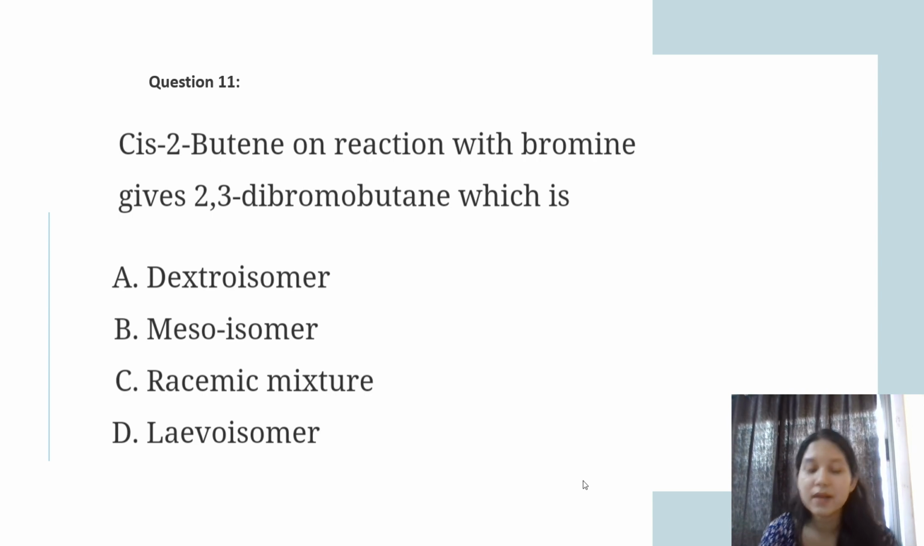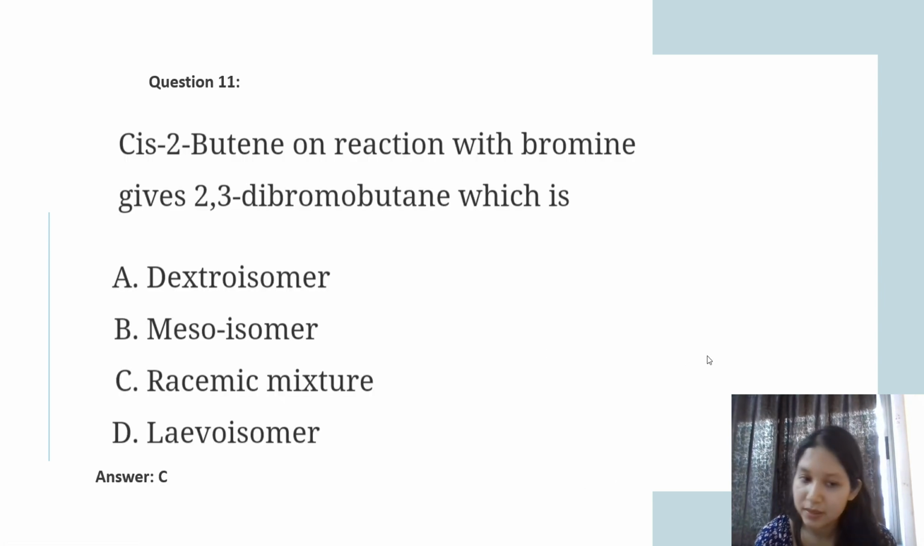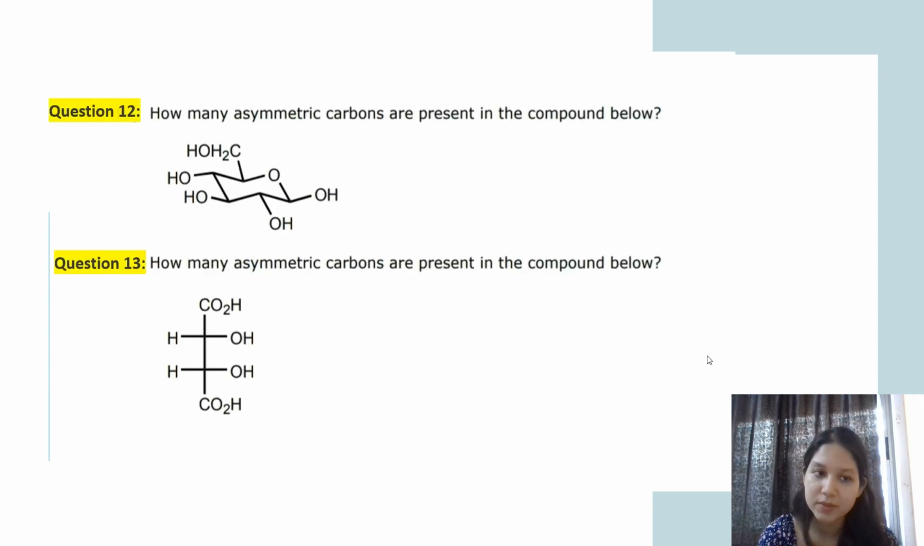Then we discussed how cis-2-butene reacts with bromine to give 2,3-dibromobutane, where in the reaction first we were getting a bromonium ion which was opened by bromide ion in two different ways. Either it was attacking this carbon or this carbon and giving us the mixture of two enantiomers, and thus option C, racemic mixture, was the correct answer for this question.